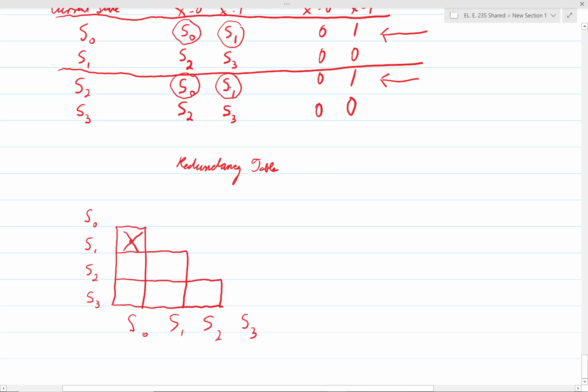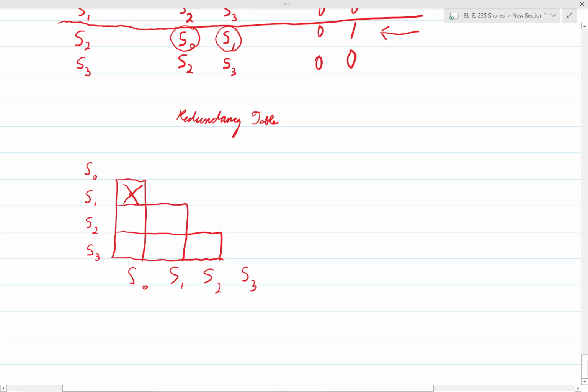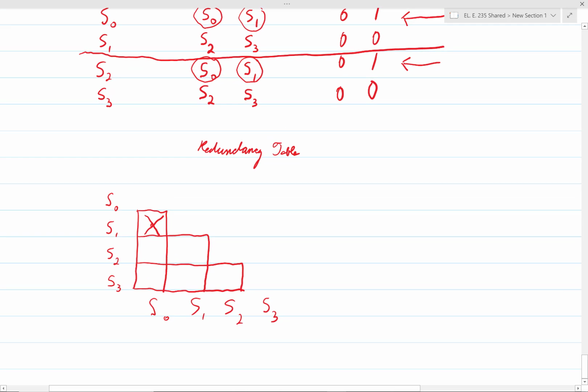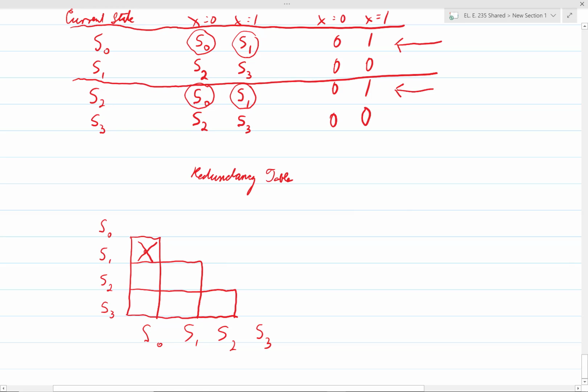So it looks very much like S2 and S0 could be the same. So I don't put any mark here at all. I just leave that blank. Now go down to the next one, S3 and S0. Could they be the same? And the answer is certainly no.